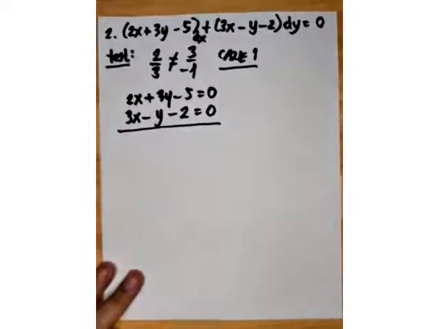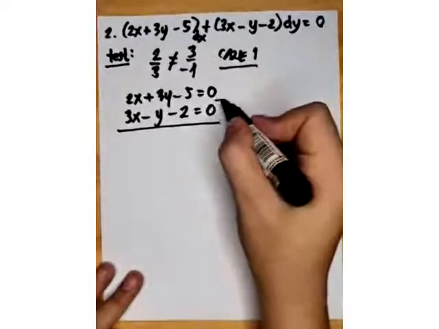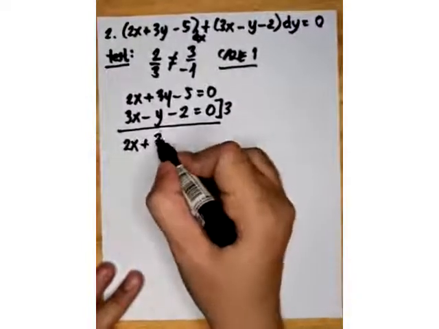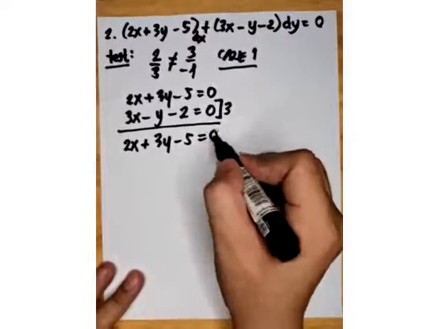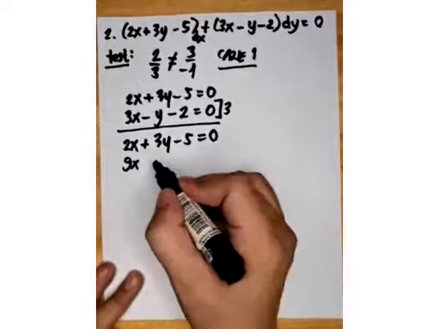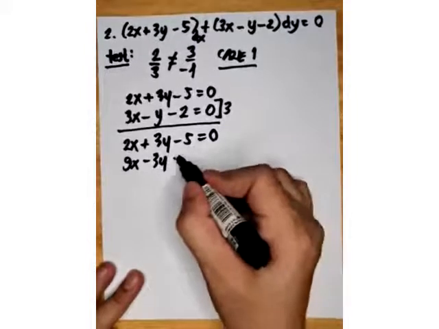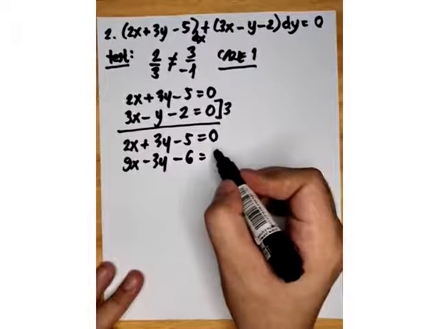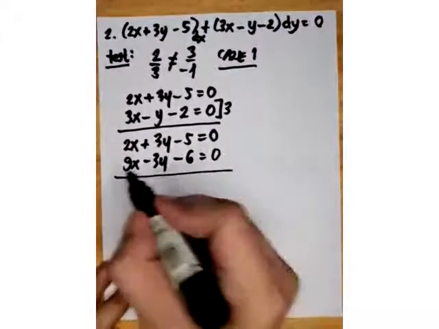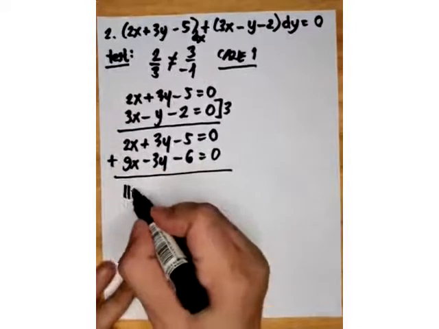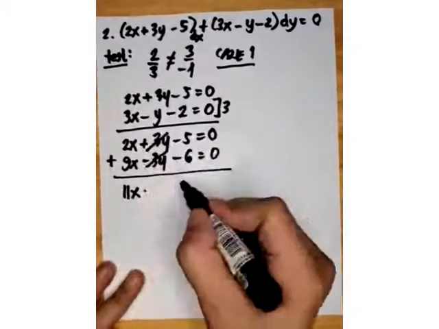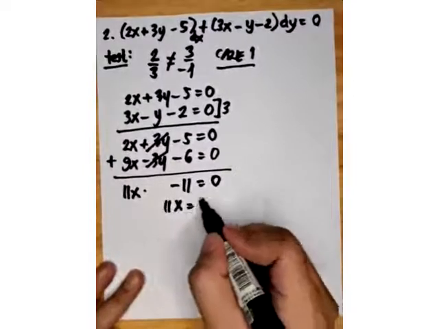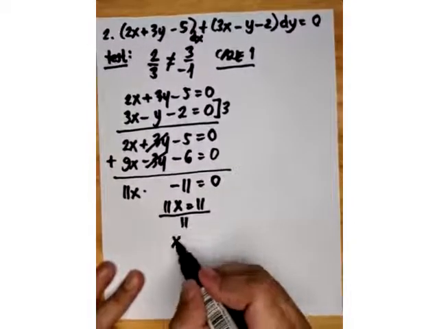So let's do the elimination method. So let's just multiply the second equation by 3. So I'll have 2x plus 3y minus 5 is 0. I'll have 9x minus 3y minus 6 is equal to 0. Okay, and then we'll just add. So that will be 11x, cancelled, minus 11 is equal to 0. So 11x is 11. So divide this by 11. So x is equal to 1.